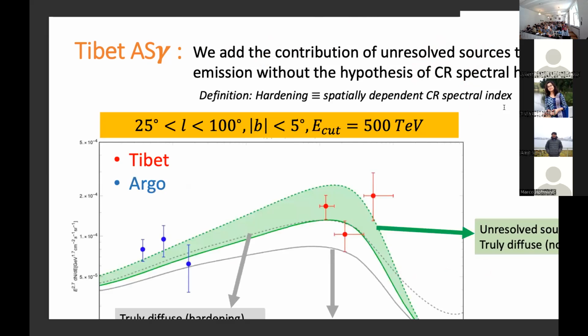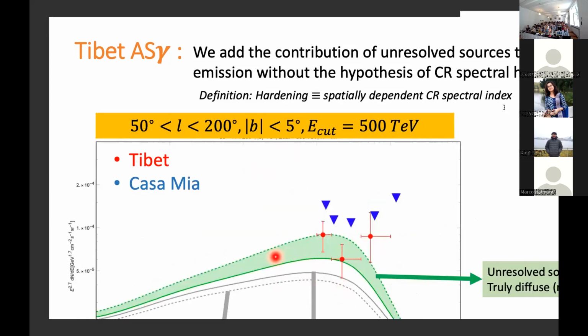So this is the plot that I showed before. This green band is the unresolved sources plus the diffuse emission without the hardening hypothesis. As you can see, they explain the Tibet data well, but it seems kind of impossible to disentangle the two hypotheses, I mean, whether this bump is due to spectral hardening or due to the presence of unresolved sources.